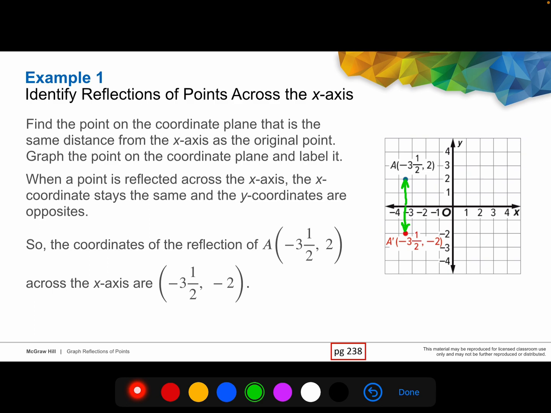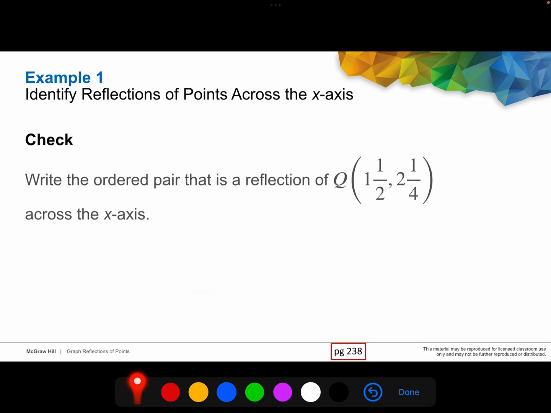So when a point is reflected across the x-axis, your x-coordinate is going to stay the same. The y-coordinate is an opposite. So now you have the reflection of A, which is (-3.5, 2), B, (-3.5, -2). All right, pause and do the check problem on your own.